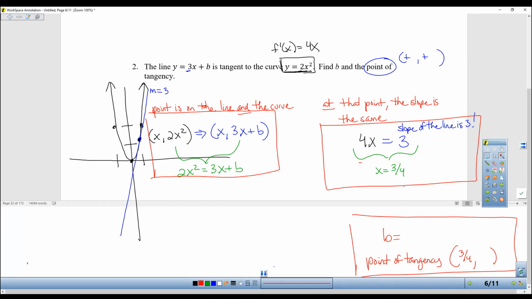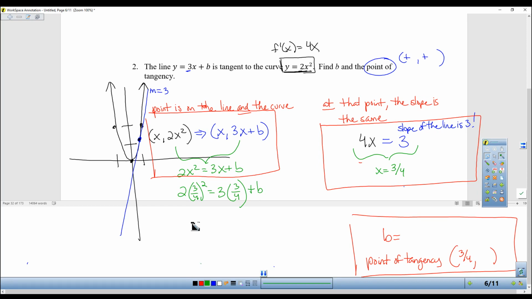So I can find b now because I can fill this in. 3/4 squared is equal to 3 times 3/4. And if you're like, yeah, I can finish this from here, then go for it and skip ahead on the video. I'm always okay with that.